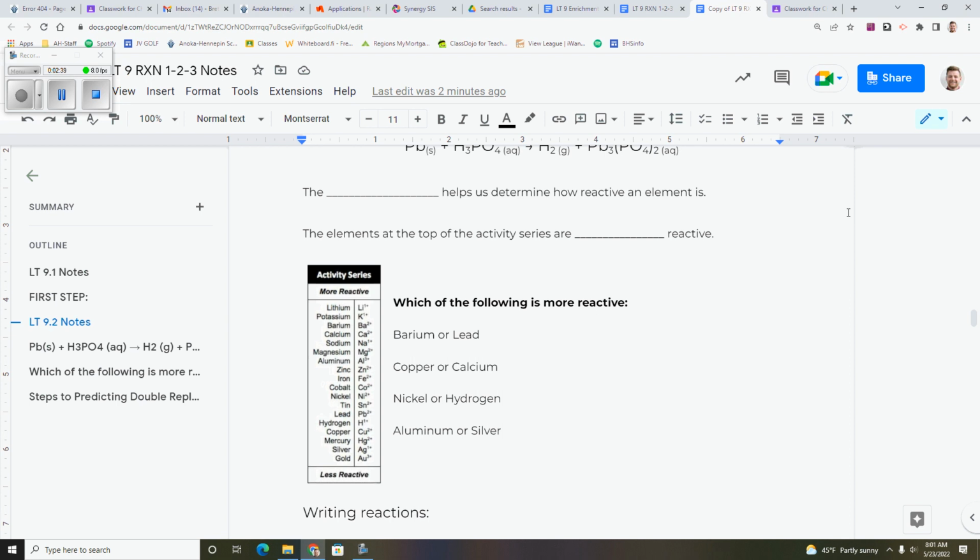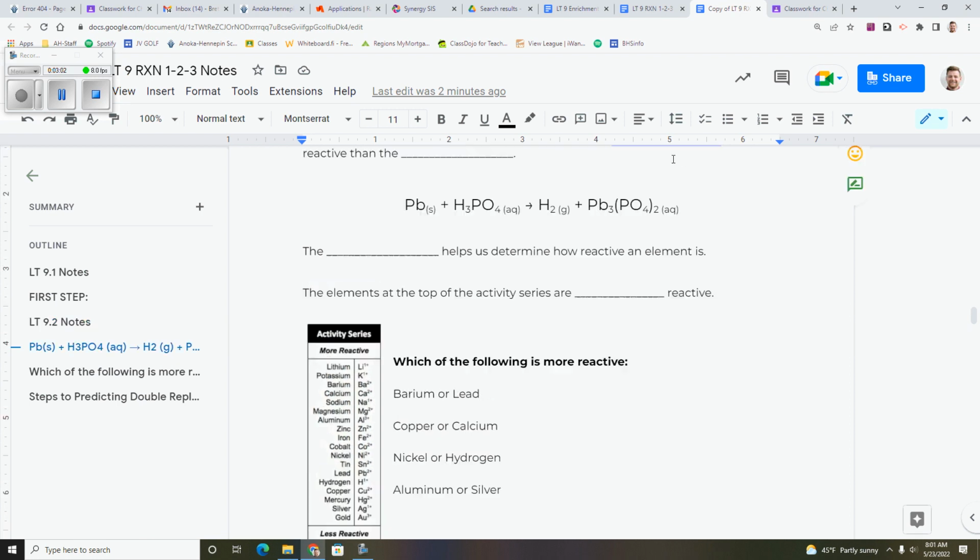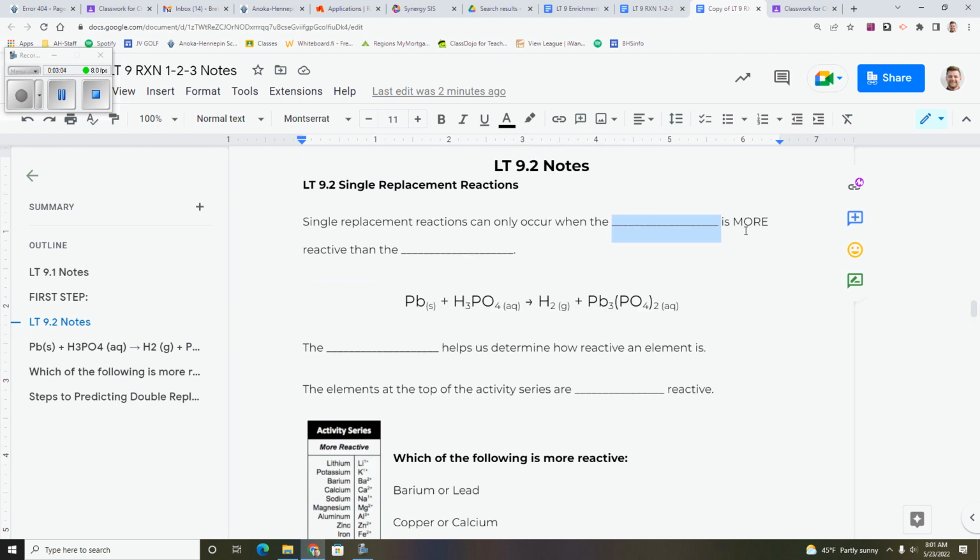there's copper at the bottom. There's aluminum. Which one's cooler? Aluminum. So when I put the foil in that blue copper chloride solution, aluminum's like, get out of the pool, copper. I'm coming in. I'm switching with you. Get out. Okay? So what has to happen is this. The single replacement occurs when the solid is more reactive than the metal in solution.